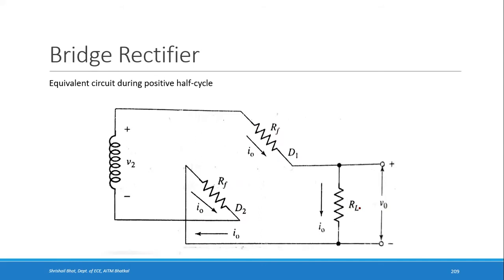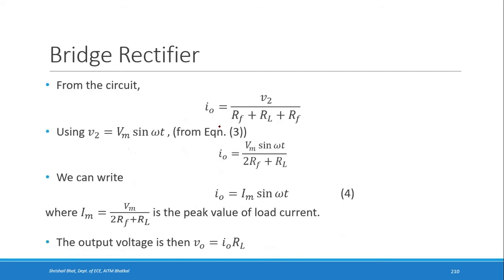So you can write the equation for current I naught as V2 divided by three resistances in series, RF plus RL plus RF. Is it right? So I naught is V2 divided by RF plus RL plus RF. So RF plus RF, I can write 2 RF. And then what is my V2? V2 is the input sine wave, Vm sine omega t. I can take this Vm divided by 2 RF plus RL as Im and write Im sine omega t, right?